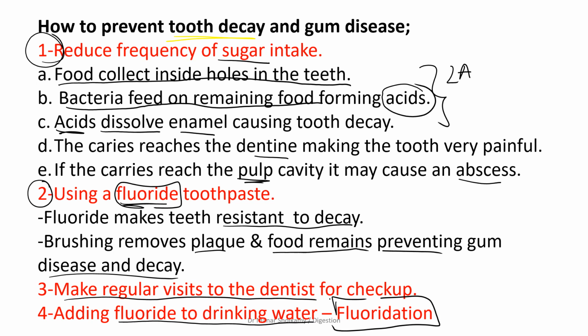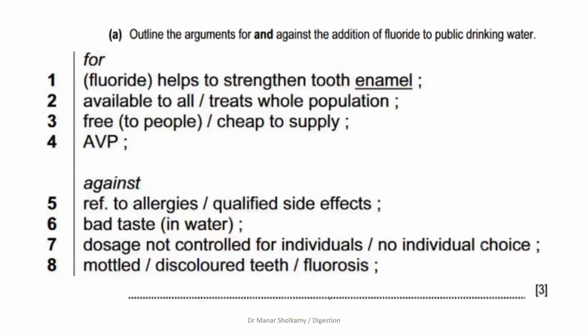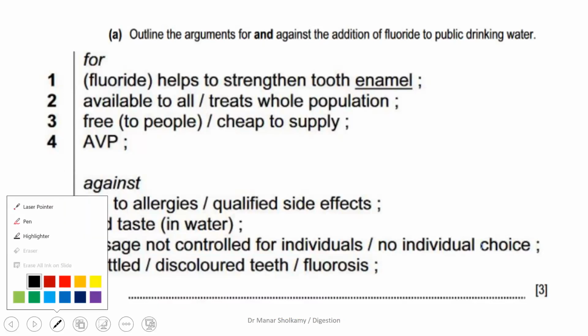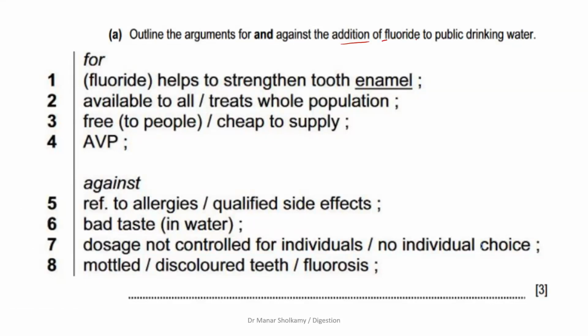Okay, this is, I think, general knowledge. I don't think you have any problems. Now, here is a question that asks you about the arguments for and against the addition of fluoride to public drinking water. This is a critical thinking question, but you will find it in your notes. I did add it to your notes. What does this mean? Outline the arguments for and against the addition of fluoride to public drinking water. Public drinking water means water that everyone is drinking. Now, they added fluoride to this public drinking water, and so we are all drinking water plus fluoride. Did they take your permission?